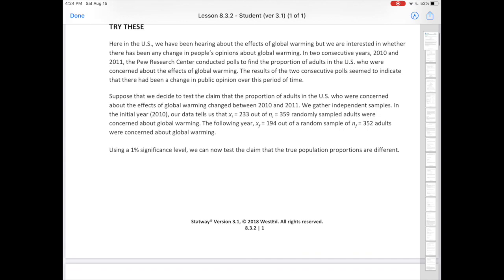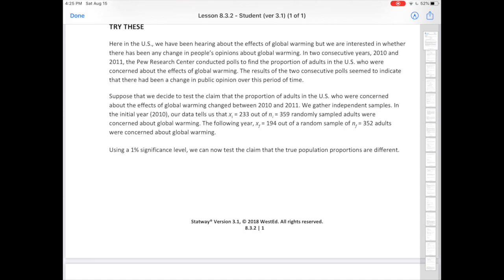Try these. Here in the US, we have been hearing about the effects of global warming, but we are interested in whether there has been any change in people's opinions about global warming. In 2 consecutive years, 2010 and 2011, the Pew Research Center conducted polls to find the proportion of adults in the US who were concerned about the effects of global warming. The results of the 2 consecutive polls seemed to indicate that there had been a change in public opinion over this time.